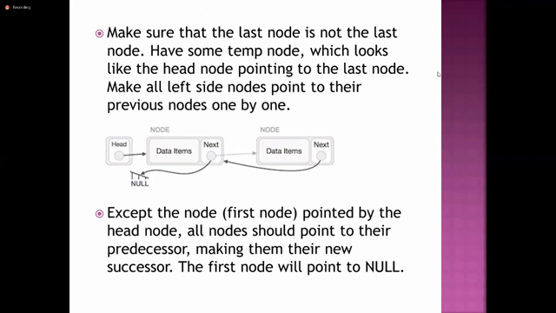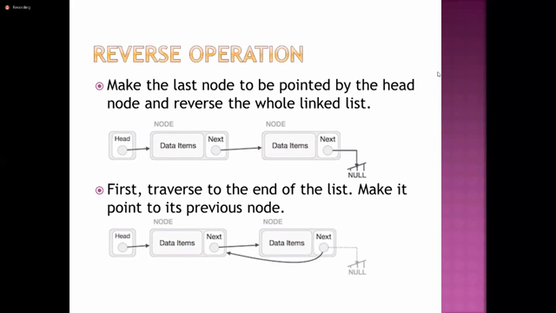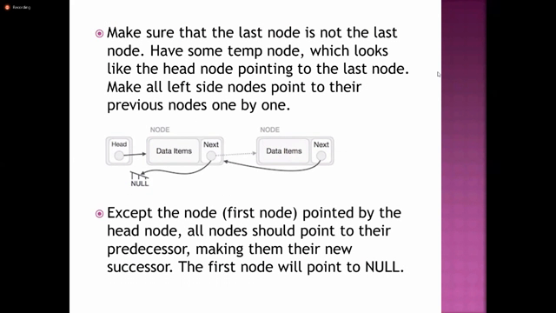Then we are talking about the reverse operation. Then make sure that the last node is not lost, and have some temporary node which looks like the head node pointing to the last node, and make all left side nodes point to their previous nodes one by one. Reversing is moving back, right? That is the general idea behind the reverse operation.